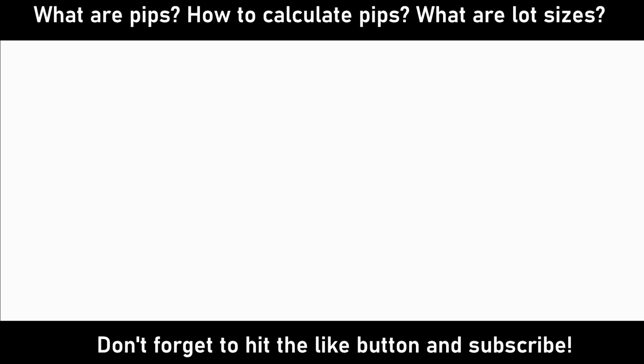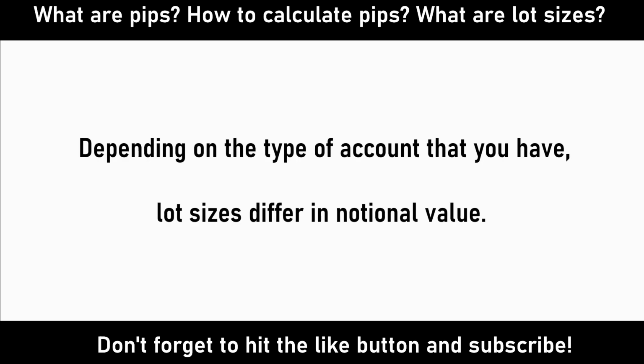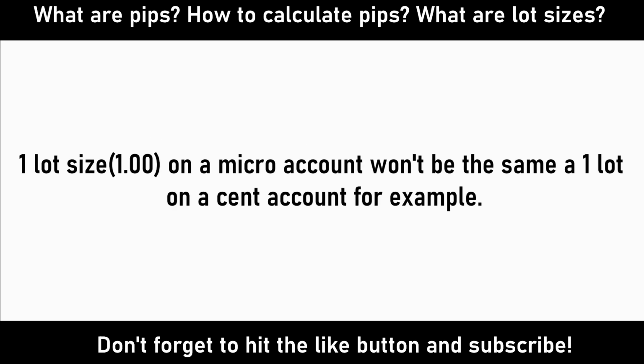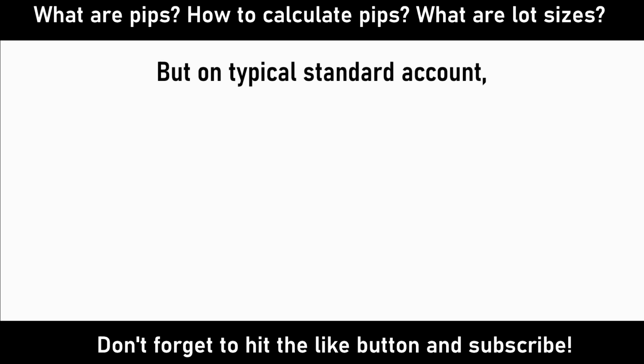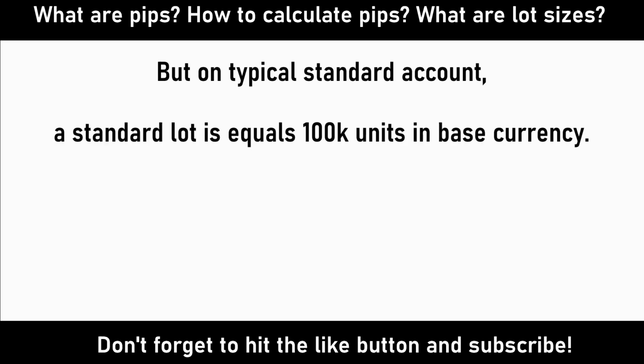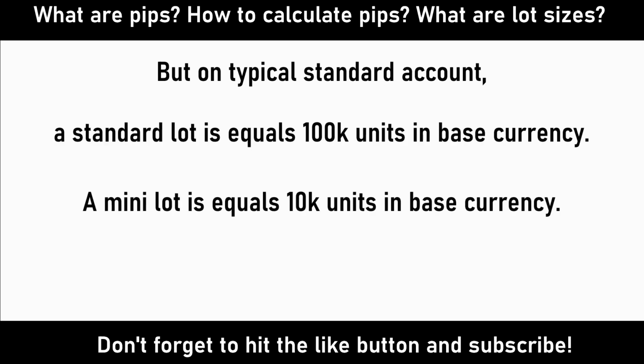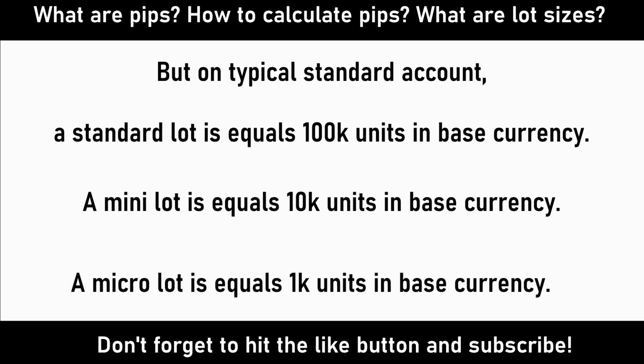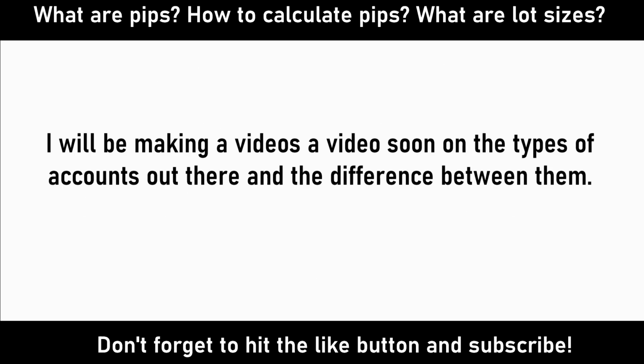Now that we've gotten that out of the way, let's get started with lot sizes and then we'll get to calculating pips. Depending on the type of account that you have, lot sizes differ in notional value. One lot size on a micro account won't be the same as one lot size in a cent account, for example. But on the typical standard account, one lot size is equals to 100,000 units in base currency. A mini lot size is equals to 10,000 units in base currency, and a micro lot is equals to 1,000 units in base currency. I will be making a video soon on the type of accounts there are out there and the difference between them.